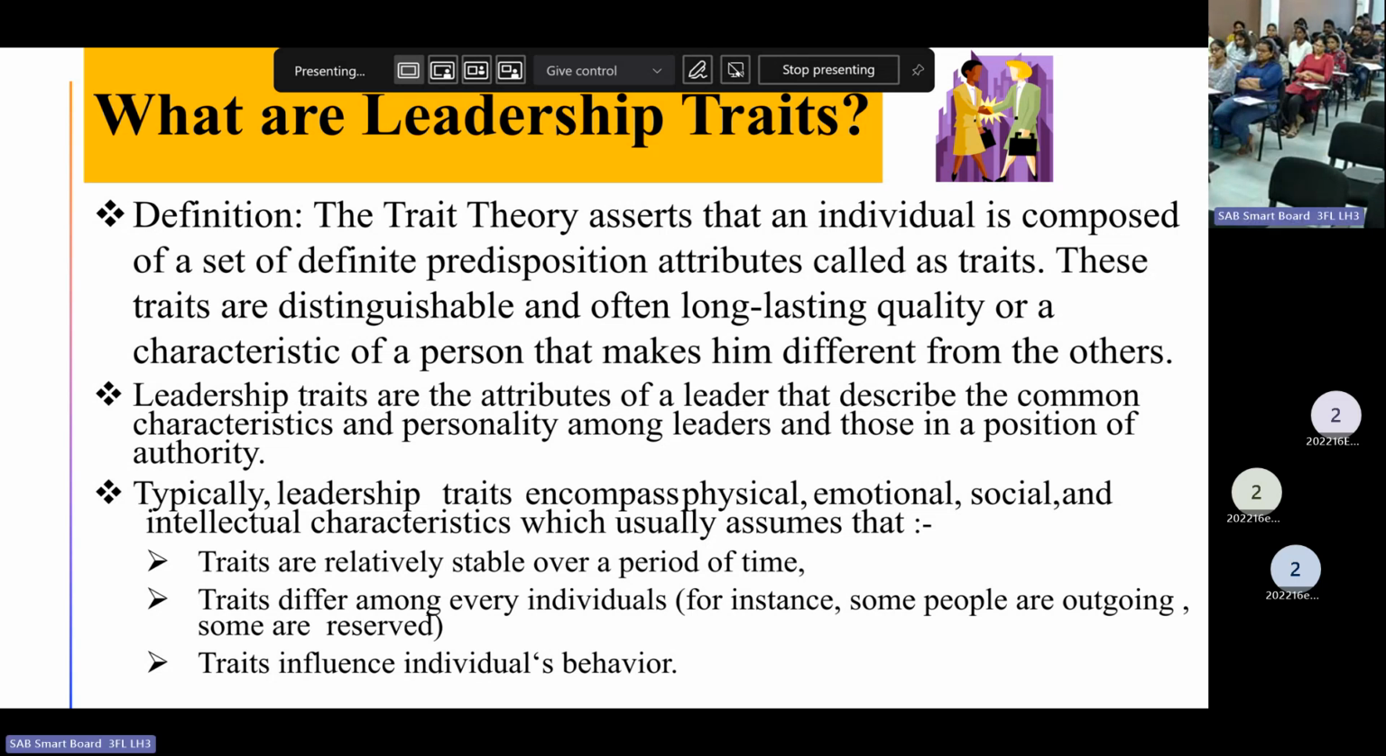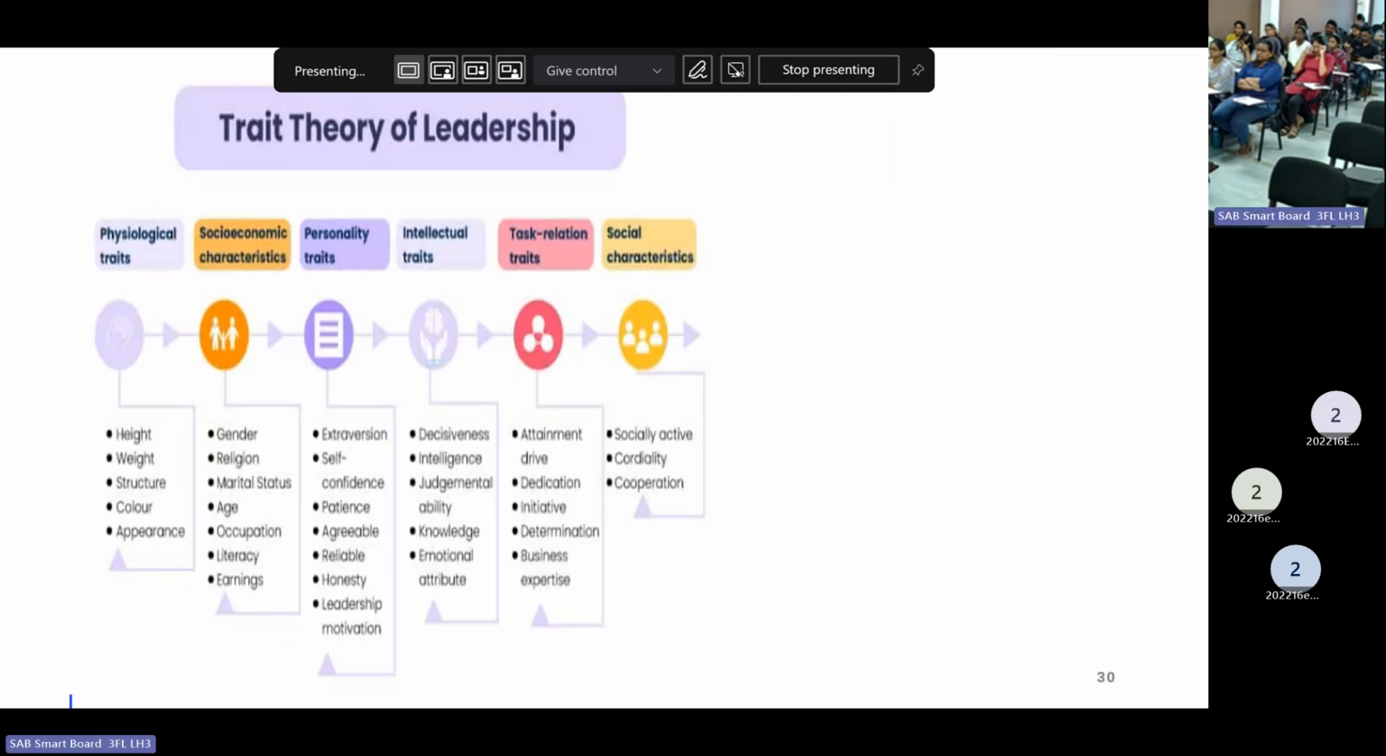Okay. What is the leadership trait theory? It is about distinguishing attributes that make a person different from others. Again, there is a belief that they are long-standing. They do not diminish or go away. So if you are intelligent, it stays with you till you die.